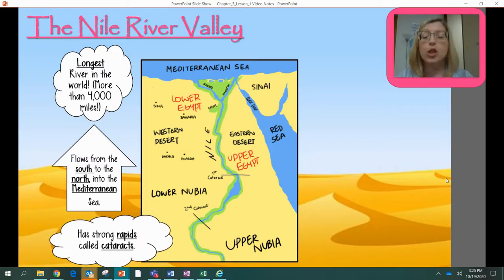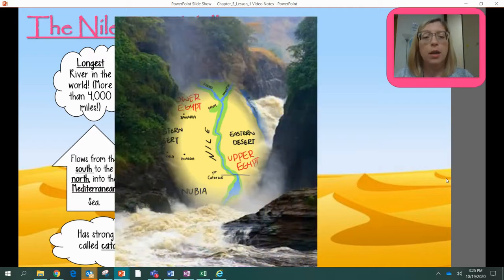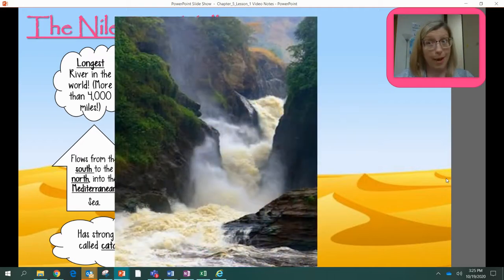Okay? It has strong rapids called cataracts. These cataracts are going to end up serving as a barrier because cataracts are like rapid waterfalls. So boats can't pass through them. So this is going to become a very good barrier for them. Oh, look. See? There's a cataract, a rapid waterfall. No boats getting through there, huh?